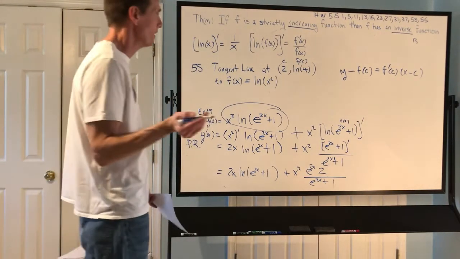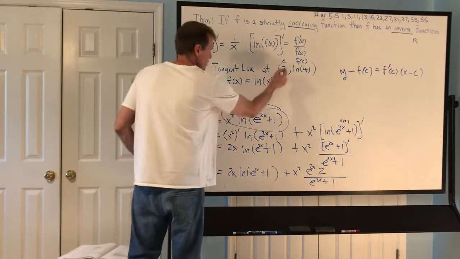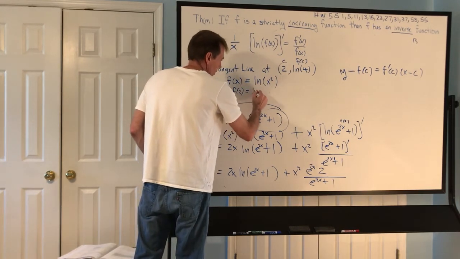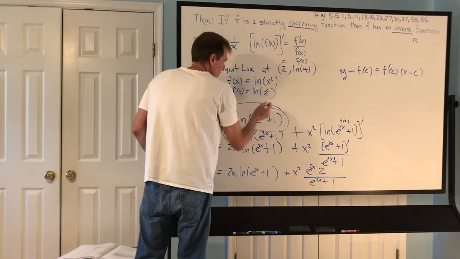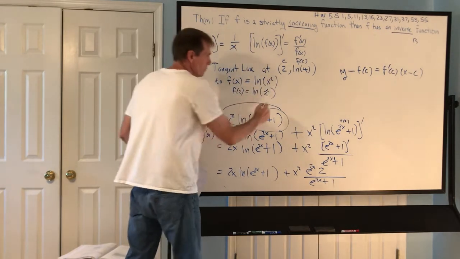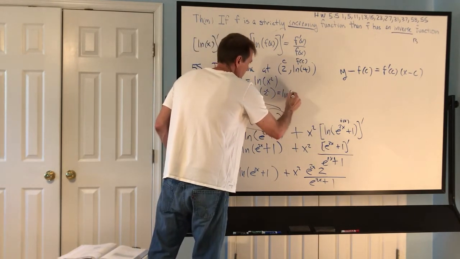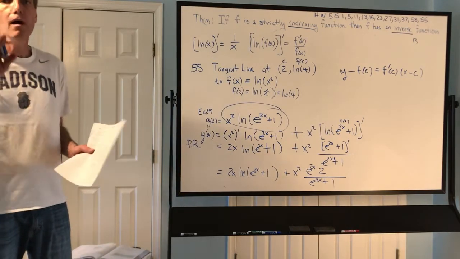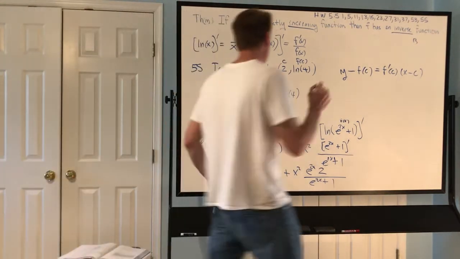Now let's just make sure it's right. Here's my function. F of 2 better be the natural log of 4. Well, wherever I see the x, I'm putting a 2. And I see it is in fact the natural log of 4. Now let's just plug that information right in. Let's just plug the c in here.